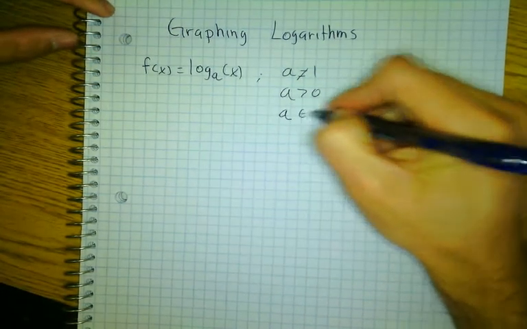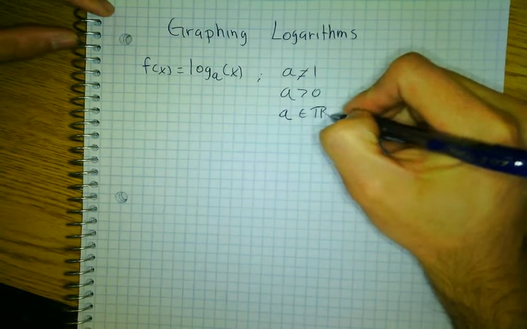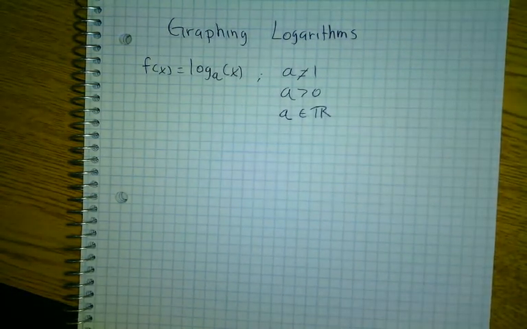The last thing is that a has to be a real number, guys. An element of the real numbers. It has to exist. It can't be imaginary. Cool? Are we good? Yes?